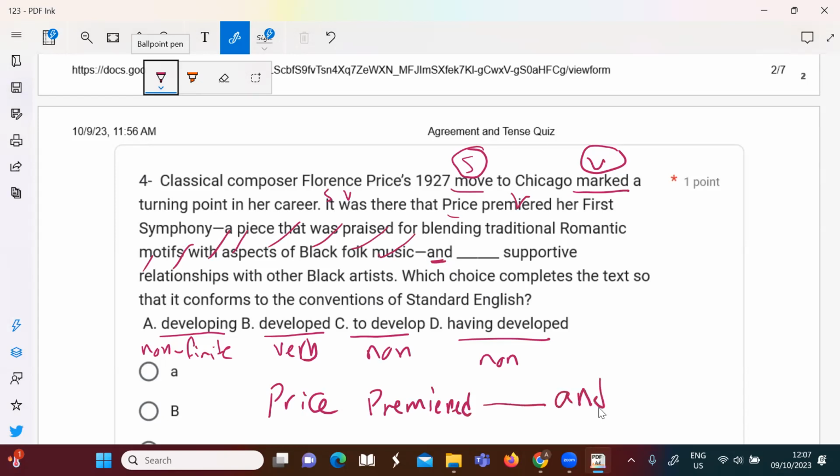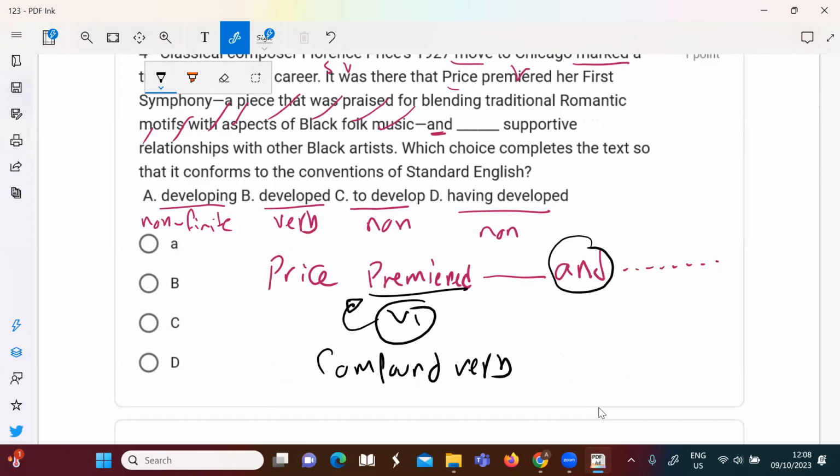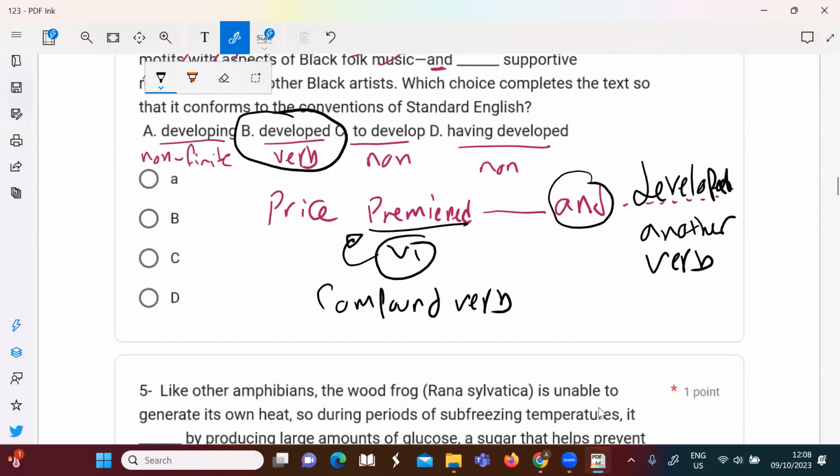هل أنا محتاج هنا finite ولا non finite يا جماعة؟ أنا هنا عندي المفروض compound verb لأن عندي and، والverb الأولاني كان premiered and يبقى أنا محتاج another verb so it has to be a finite verb. الوحيد اللي finite verb هنا هو developed. يبقى premiered and developed.